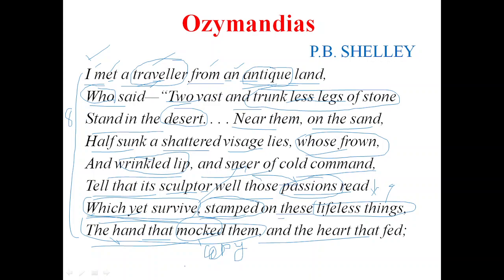Near them, उनके पास में. On the sand, रेत के ऊपर. क्या है? उसने और एक चीज देखी. Half sunk a shattered visage lies. Half sunk means आधा, half buried in the sand. Okay, a shattered visage, a broken face lies. और उस फेस के ऊपर क्या है? उस फेस के ऊपर there are expressions of anger, hatred, and cruelty. So that is frown, wrinkled lip, and sneer of cold command. That means those passions of cruelty, hatred, and arrogance or pride, they can still be seen on that face. कहता है कि और तो कुछ बचा नहीं.